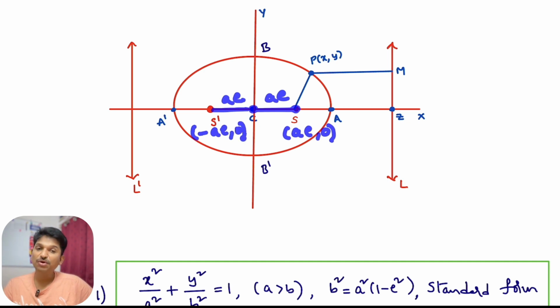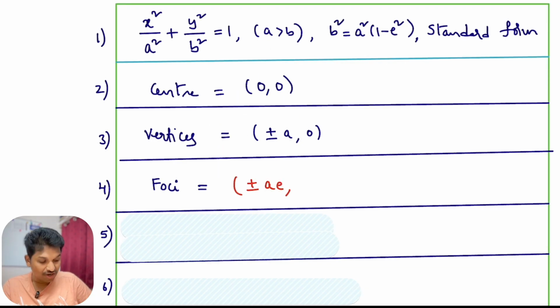So in the standard form of ellipse, what do foci mean? (ae, 0) and (minus ae, 0) are the foci. Two foci are there. One focus is (ae, 0), another focus is (minus ae, 0). In an ellipse, total two forms are there. This is the first form. The foci of the standard form of ellipse are plus or minus ae, 0.